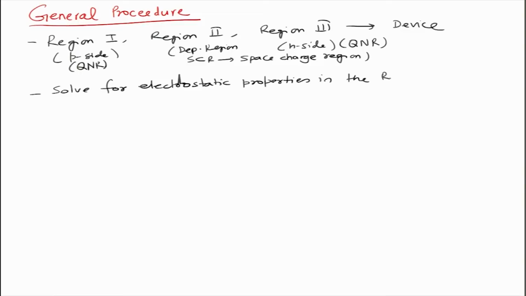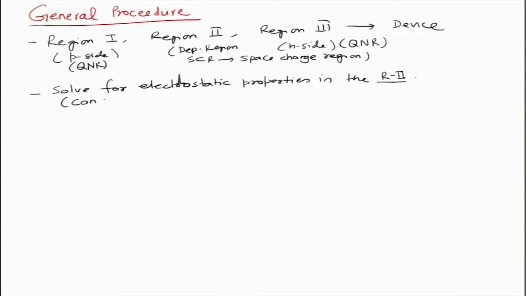in region 2. Okay. So, generally the solution will depend upon the doping profile, but we assume that there is a constant doping and the junction is an abrupt junction. Okay. So, we assume that it is a constant doping throughout the semiconductor and an abrupt junction. All right.